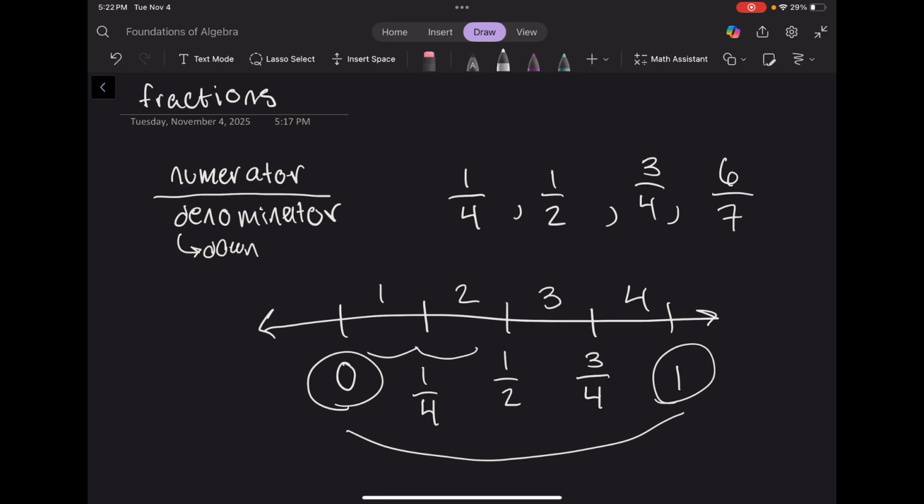We can divide this up even further. We can say this is 1/8. And this right here would be 2/8, 3/8. This is also the same as saying 2/4, 4/8. So essentially, fractions live in between integers.